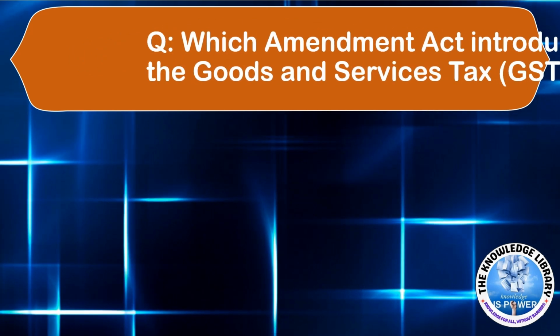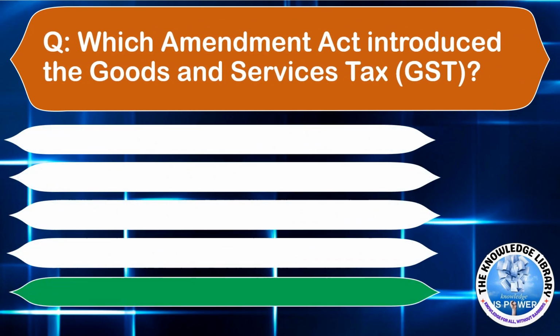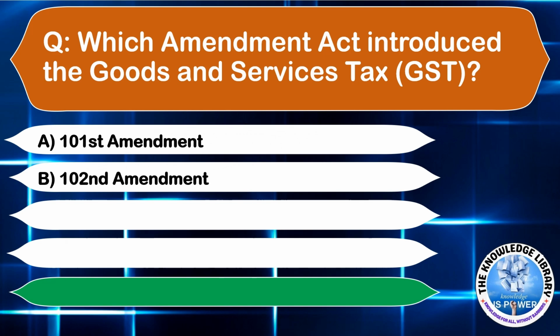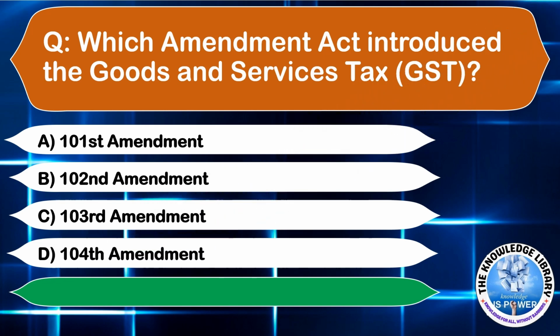The next question is, which Amendment Act introduced the Goods and Services Tax GST? Option A 101st Amendment, option B 102nd Amendment, option D 104th Amendment. Correct answer is option A 101st Amendment.